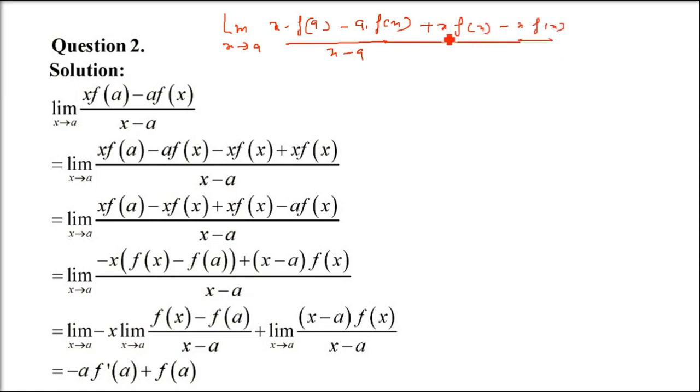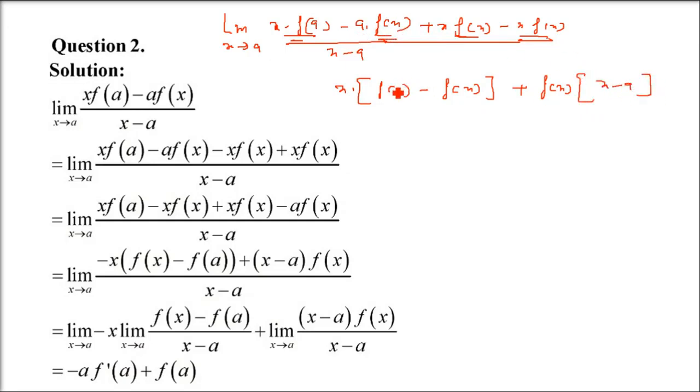It won't affect the value because ultimately they will cancel. Now x f(a) minus x f(x) we will take together and we will take x common from this. And from the other two middle members we will take f(x) common. So x, I am taking x common, so this will be f(a) minus f(x). Plus, taking f(x) common, you have x minus a inside.